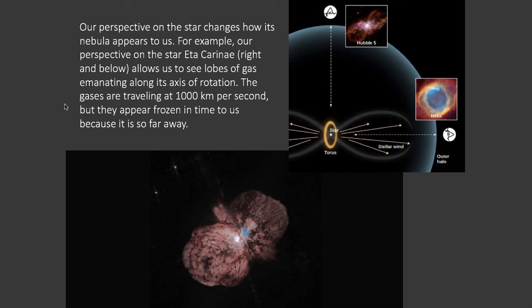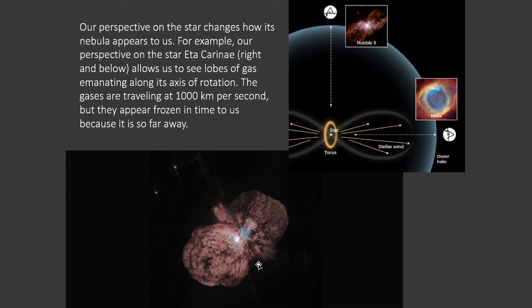Okay. Now, the nebulae around stars can look very different because our perspective on them can be different and because the stars themselves are different. For example, in the diagram here, we can see one. This is our perspective on the star Eta Carinae. To the right, this is a Hubble image of it, and this is that image blown up bigger. We see these lobes of gas, and you might not see this directly, but it's sort of indicating that it has a rotation axis. The star is rotating around, and the jets of gas are emanating along the axis of rotation.